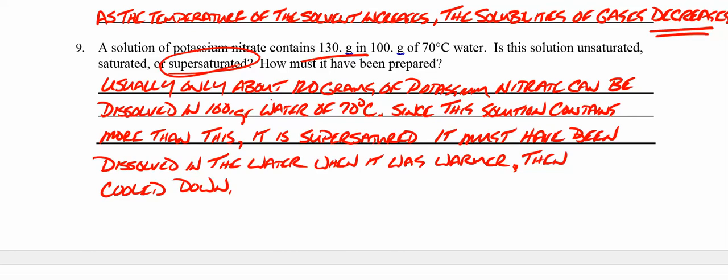So usually only about 120 grams of potassium nitrate can be dissolved in 100 grams of water at 70 degrees. We saw that since this solution contains more than this, it is supersaturated. It must have been dissolved in the water when it was warmer and then cooled down slowly.